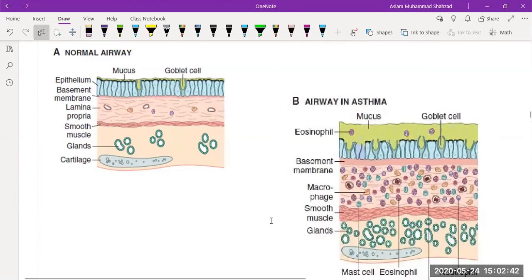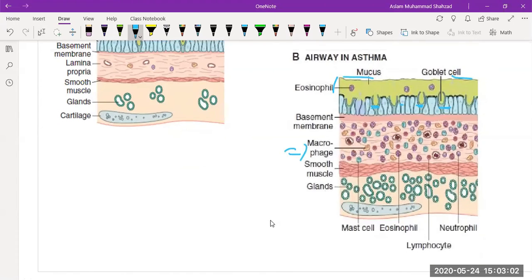So this on the left side is a normal airway, and you can see in the asthmatic airway, the main thing is that the mucus secretion is high. There will be more goblet cells, high mucus secretion, then the formation of macrophages. On the left side there are few glands, but there will be an increase of the glands. Then marked eosinophils, the most important, that I already discussed, an increase of eosinophils. Then neutrophils and lymphocytes are also present.